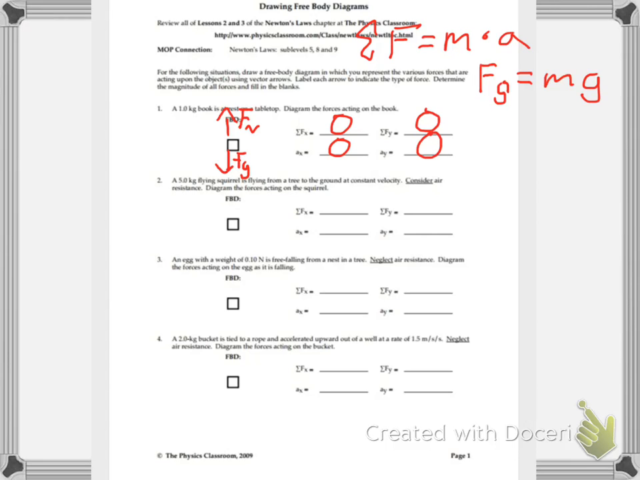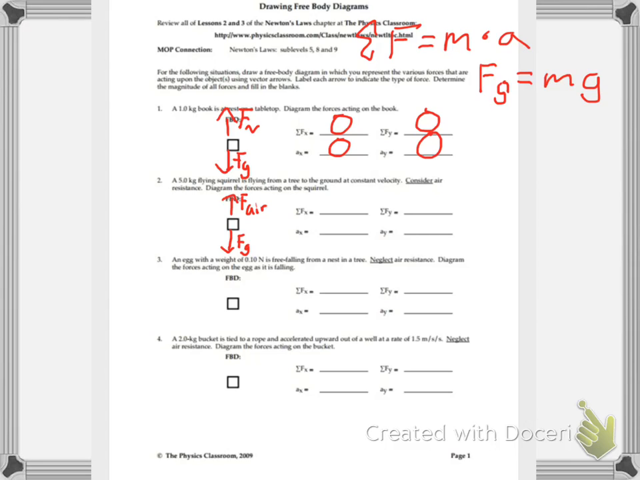So number 2, a 5 kilogram flying squirrel flying from a tree to the ground at a constant velocity. So now we want air resistance. If we have air resistance, that means we have the force due to gravity pulling him down, and then we will have air resistance working on him because we're considering that.